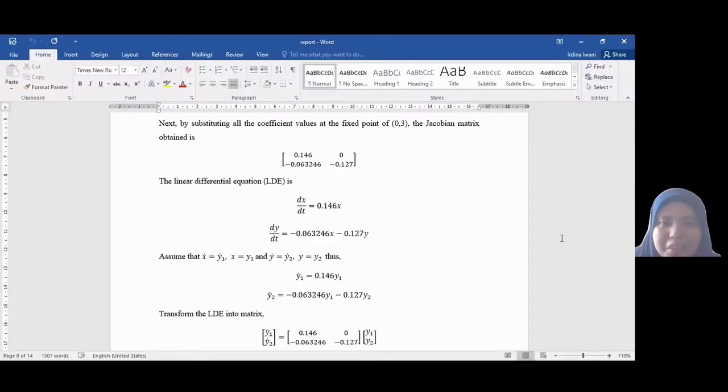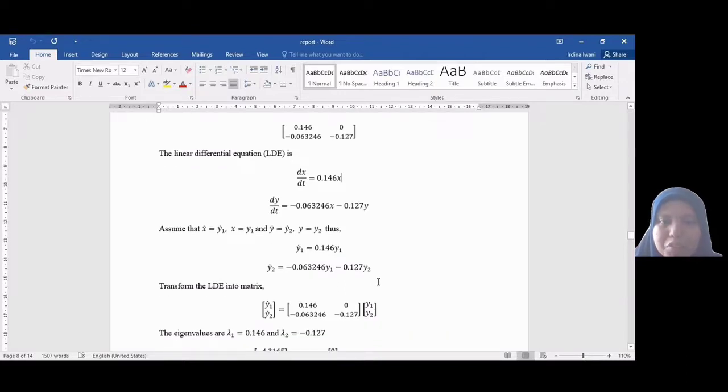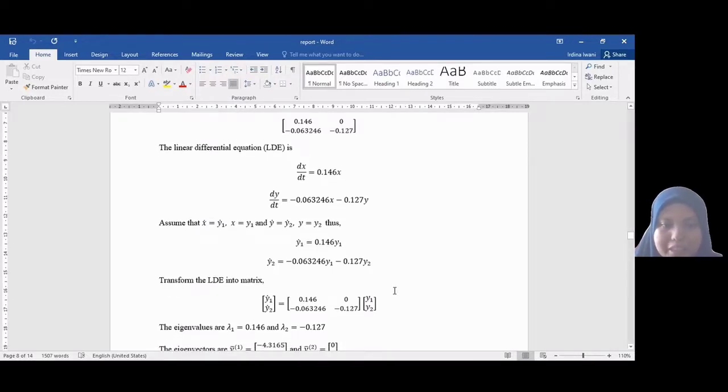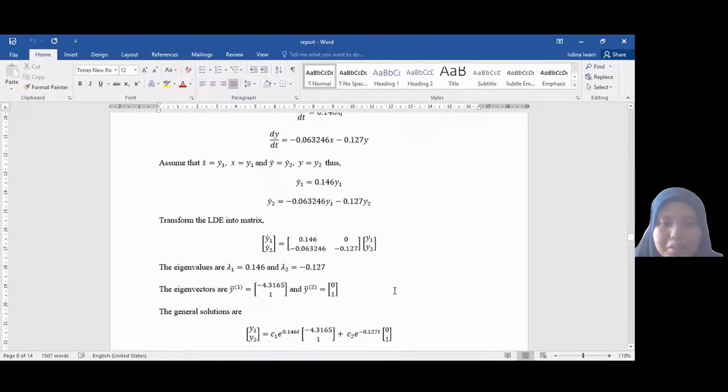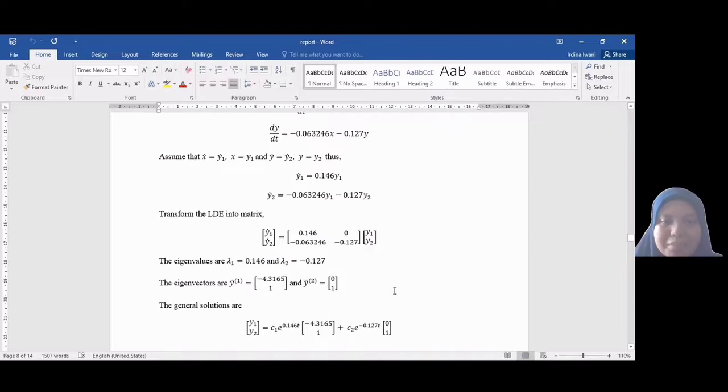Next, we have fixed point of (0, 3). The Jacobian matrix obtained is as shown. The linear differential equation that we have is y1 dot equal to 0.146y1 and y2 dot equal to negative 0.063246y1 minus 0.127y2. We have transformed the equation into a matrix, and the eigenvalues obtained are lambda 1 equal to 0.146 and lambda 2 equal to negative 0.127.